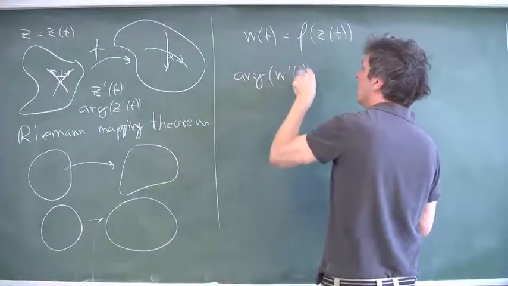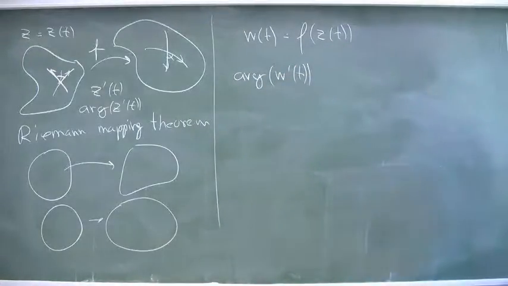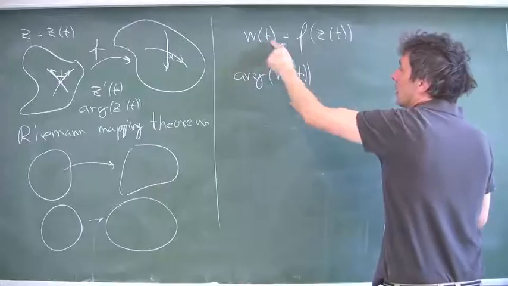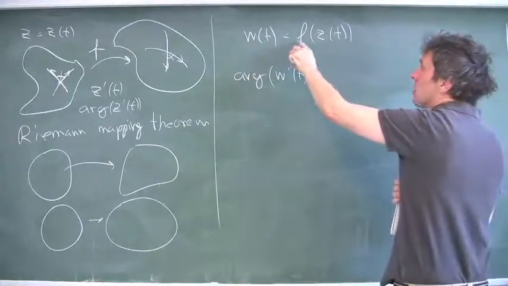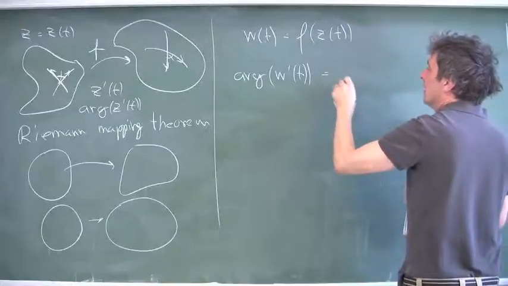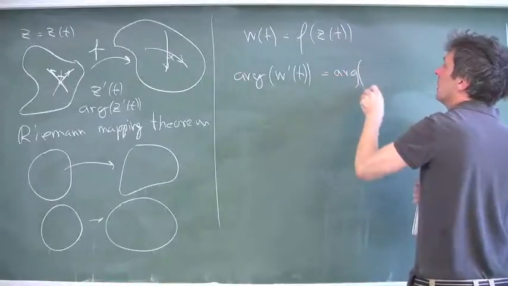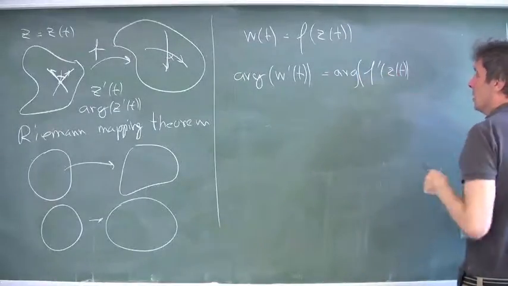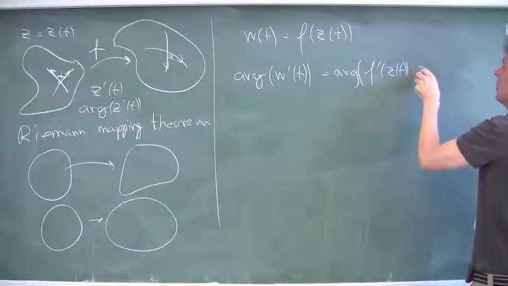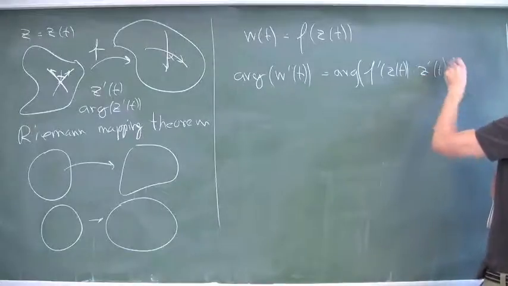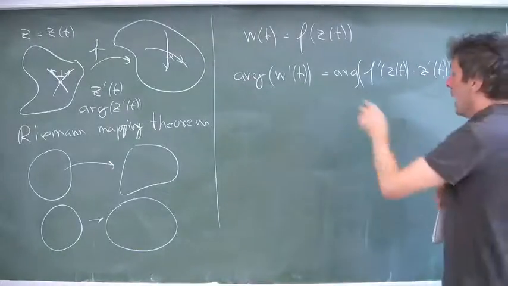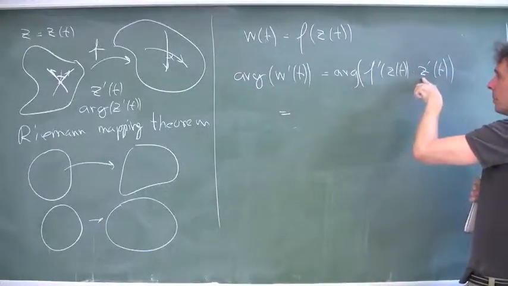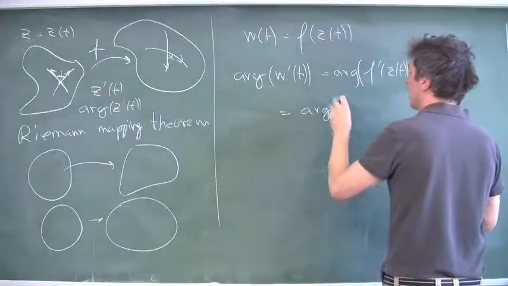the derivative of w. But the point is that if you take the derivative of this composed curve by the chain rule, you will get that this derivative can be written as f prime at this point z of t, times the inner derivative, which is z prime of t. And by the properties of the argument function, when you take the argument of the product, you will get a sum of two terms.